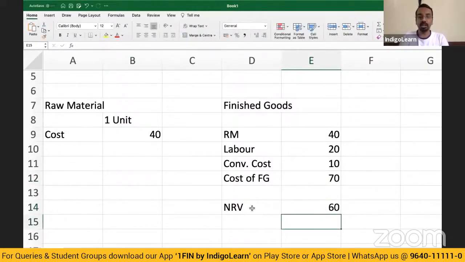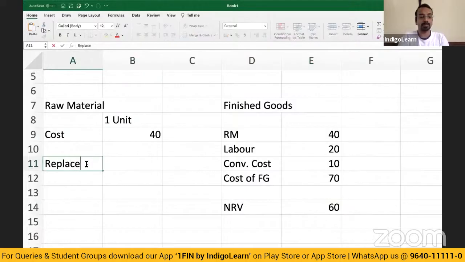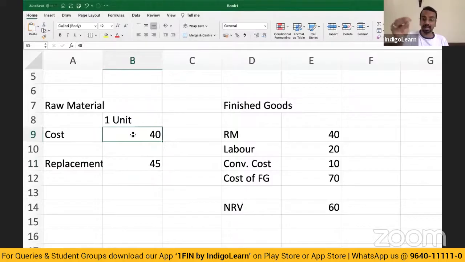If NRV is 60, you will value the finished goods at 60, and for raw material, you will check what is the cost and what is the replacement cost. What is the replacement cost? If the replacement cost is 35, you will bring it down to 35. If replacement cost is 45, then you will continue to value it at 40. Now, just don't make a blanket assumption that if the finished goods are sold below cost, we'll always value at replacement cost. No, you'll value either at lower of cost or replacement cost, right? This information will be given to you in the examination. Please ensure you do that properly.